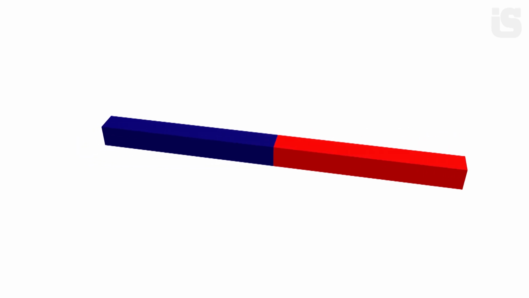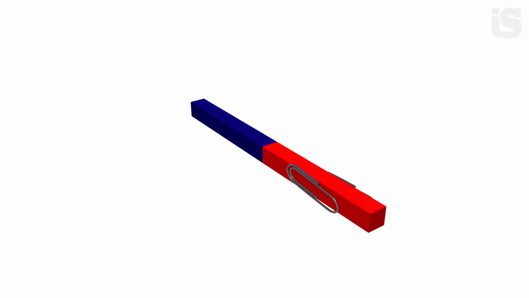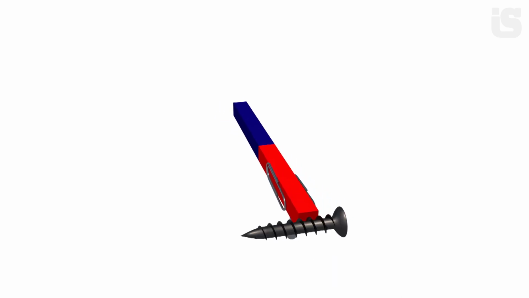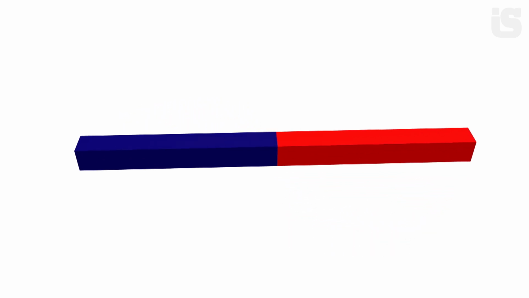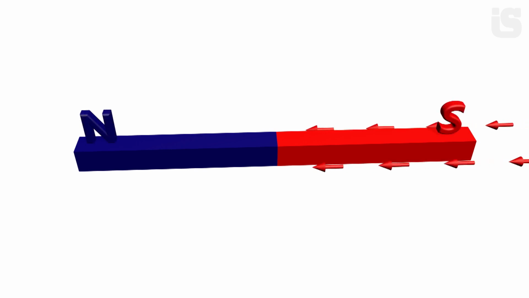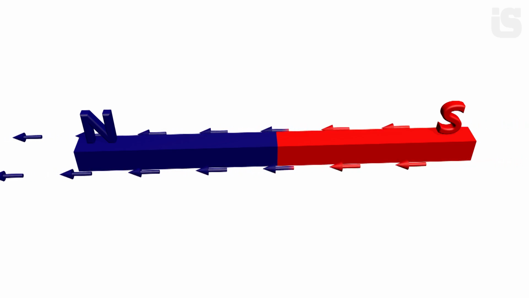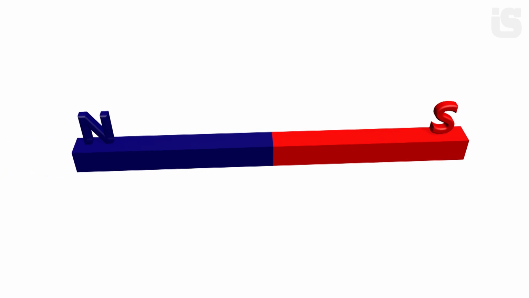Let's look at a simple magnet. It attracts metal objects. Why does this happen? A magnet has poles, north and south. This is conditional. A magnet consists of small magnetic domains that are arranged so that their fields are oriented in one direction. Therefore, it attracts other metal objects.